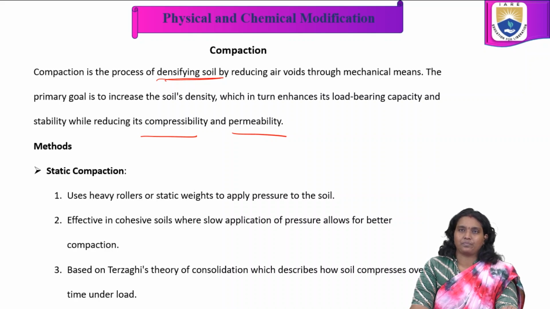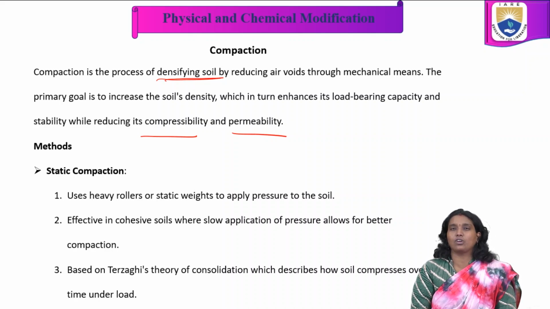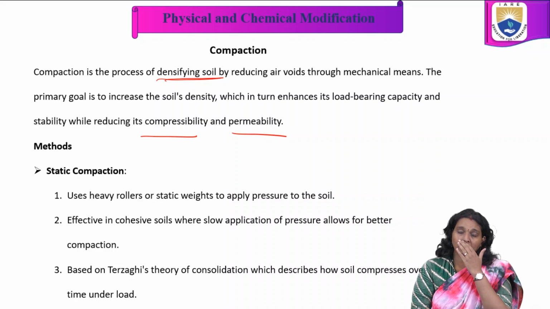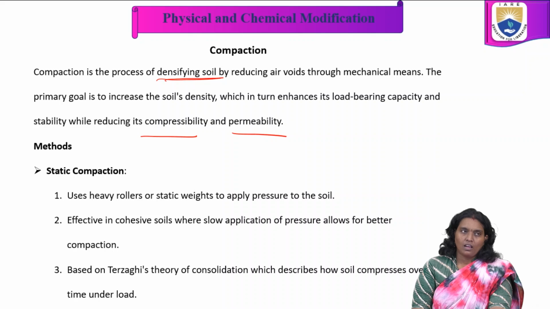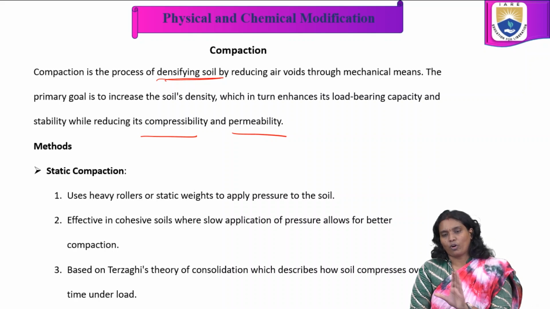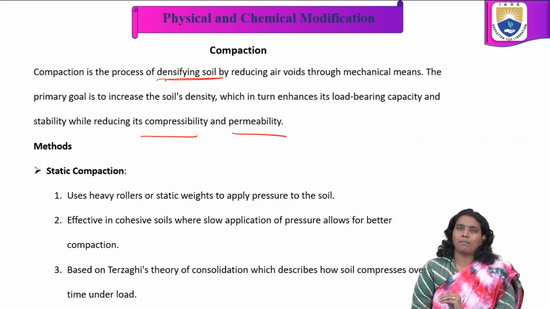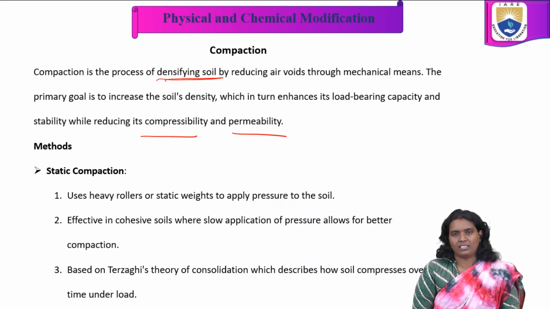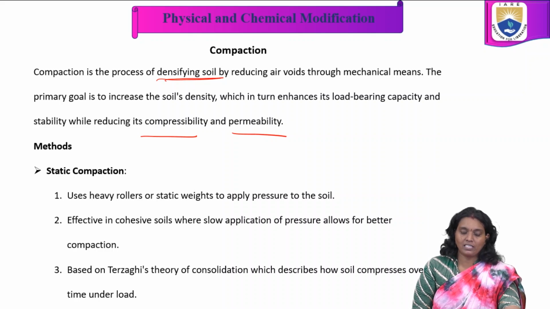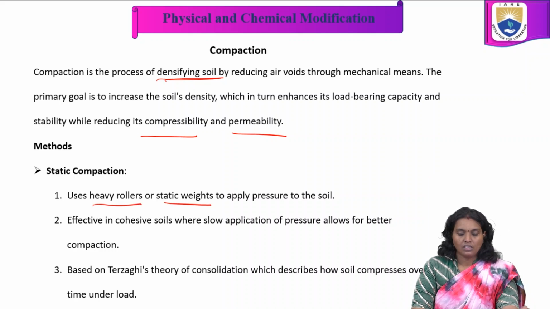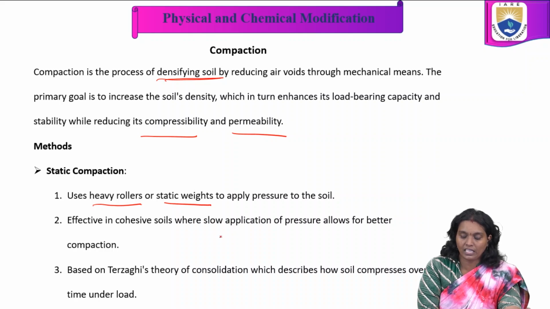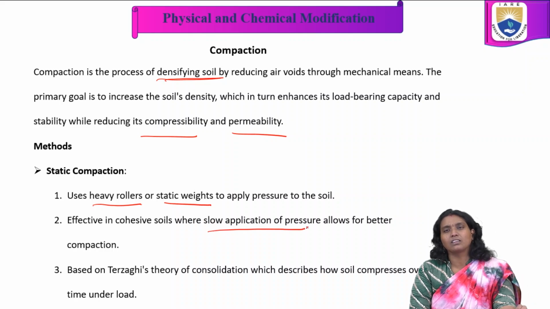Coming to the methods for compaction, we have different kinds of methods for compacting or densifying the soil. Which kind of desired compaction is required are the parameters on which the choice of compaction method depends. The first is static compaction, which uses heavy rollers or static weights to apply pressure to the soil. It is effective in coastal soils where slow application of pressure allows for better compaction.